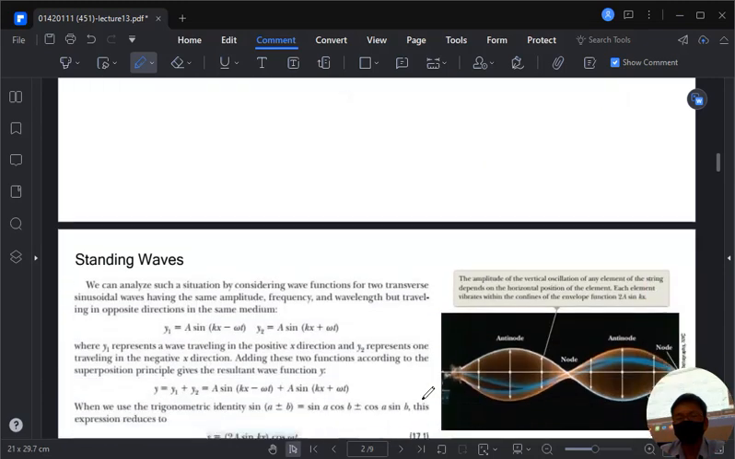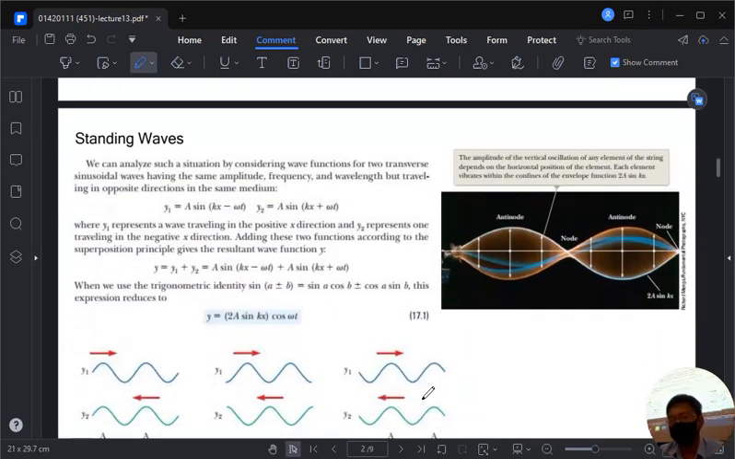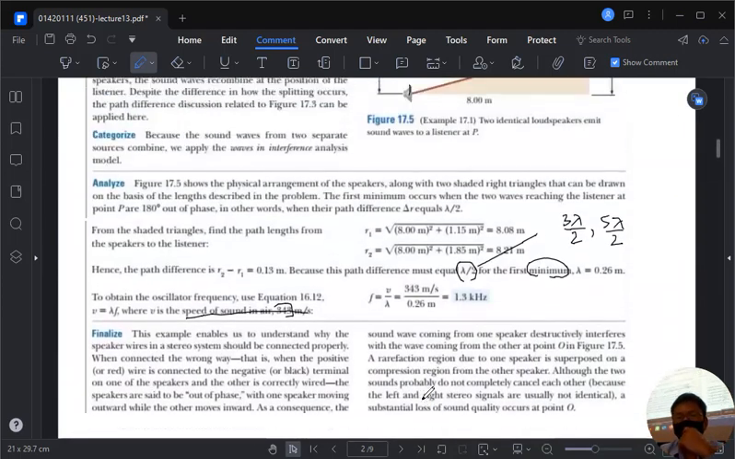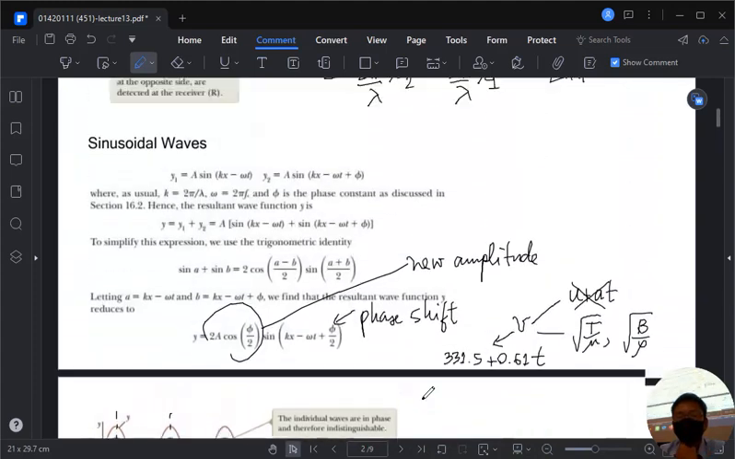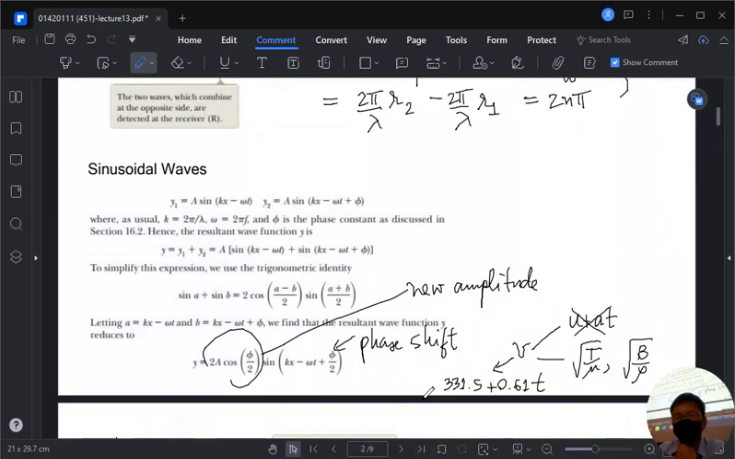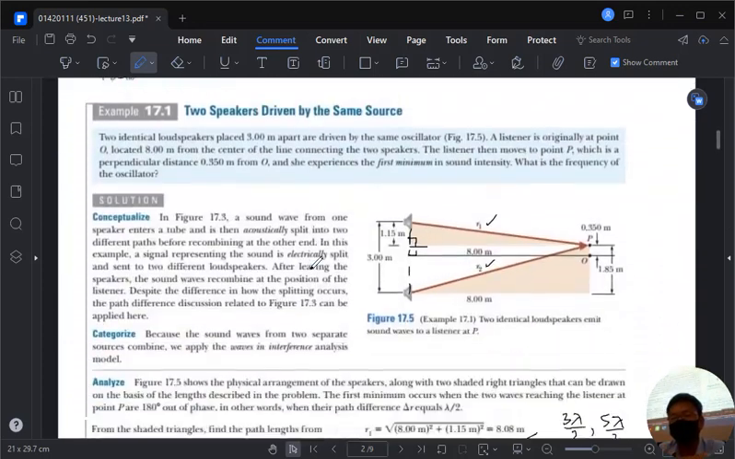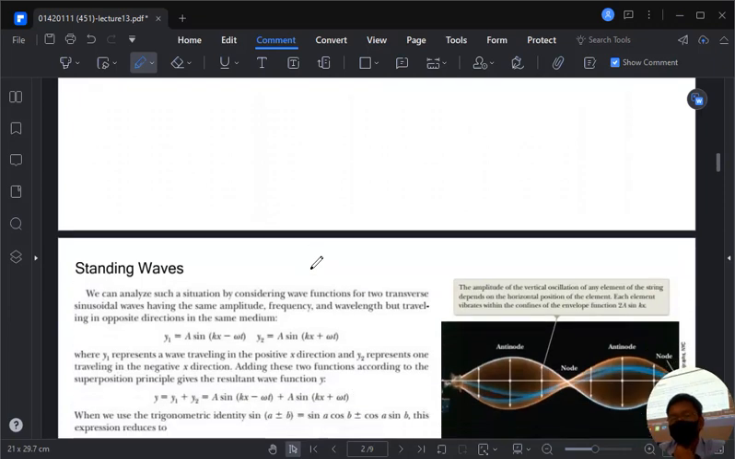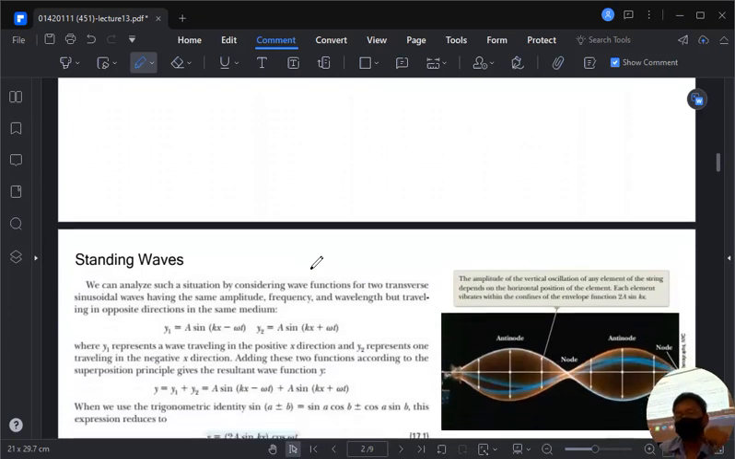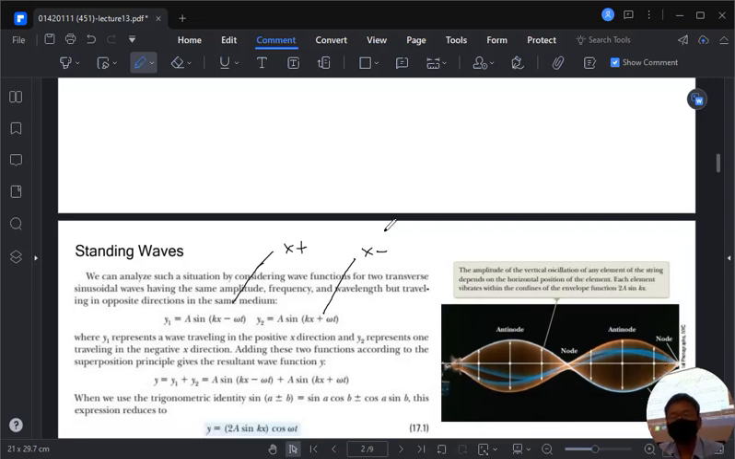What else? You can combine them and get a standing wave. What happened here? You see here? You have phase difference, right? And you combine them. There are some situations where you don't have the phase difference. That's okay too. But now it is moving in opposite direction. This one is moving in the positive x direction. This one is moving in the negative x direction. No phase difference, but there is a difference in terms of propagation direction. So you get something like this.